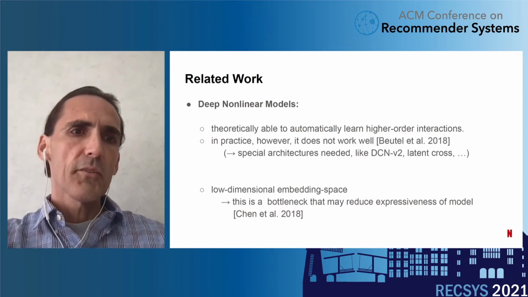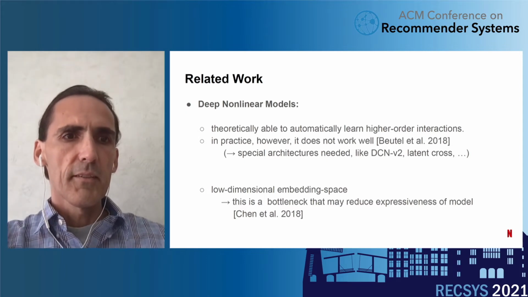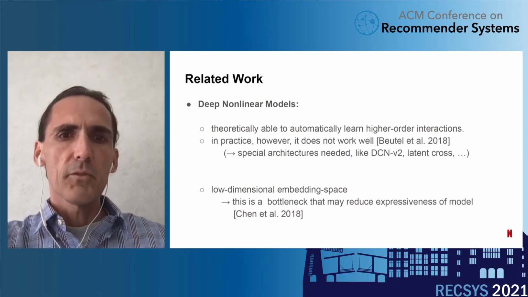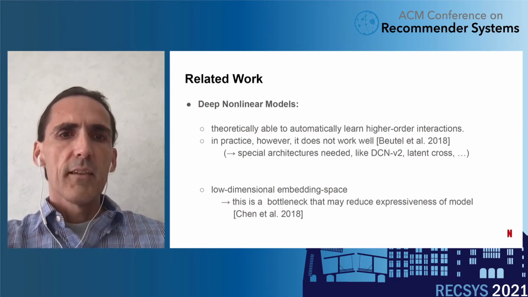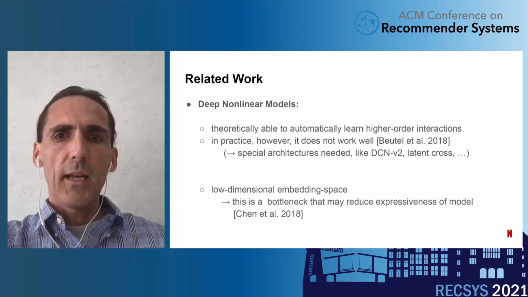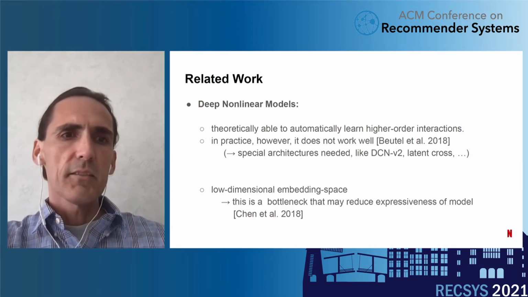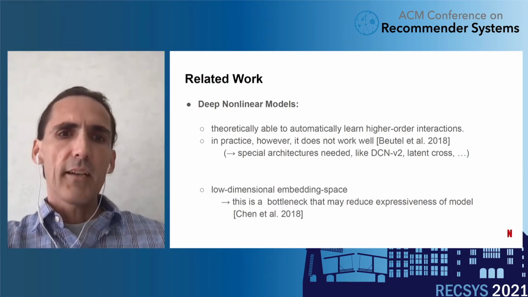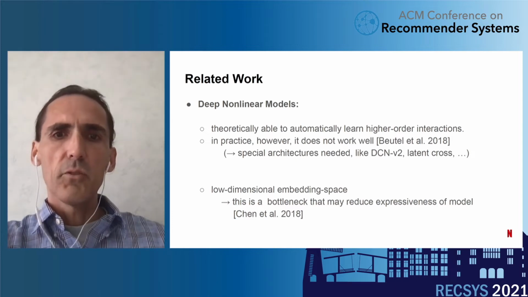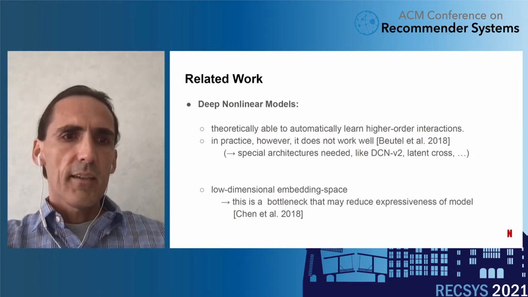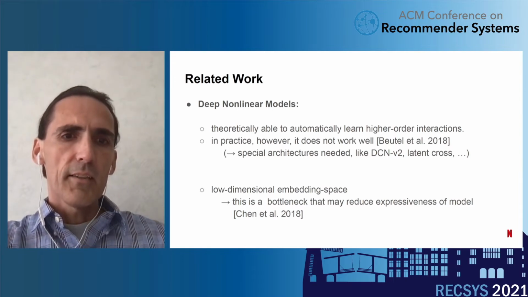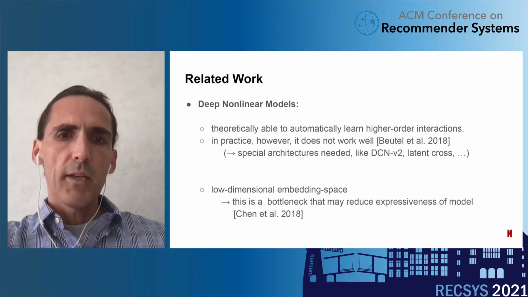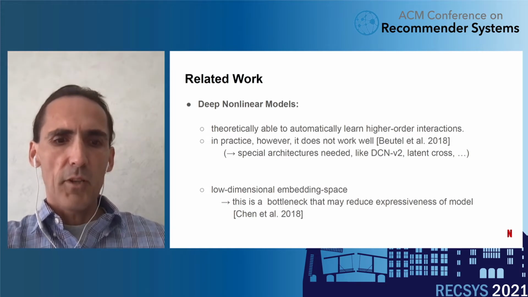Of course, one could also consider using deep nonlinear models, as they theoretically should be able to automatically learn these higher order interactions. However, in practice, it was found that this does not really work well, which sparked additional research to develop special architectures like DCN v2 or the latent cross. Another drawback of deep models is that their low dimensionality in the embedding space can potentially create a severe bottleneck that may reduce the expressiveness of the model.